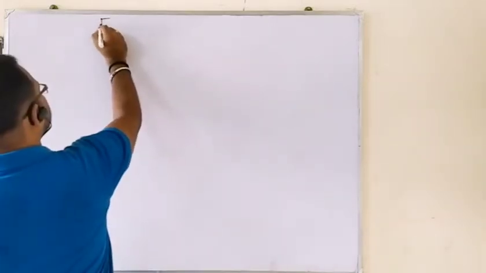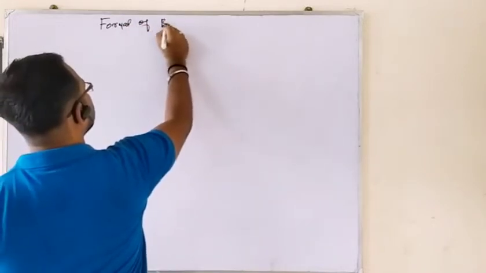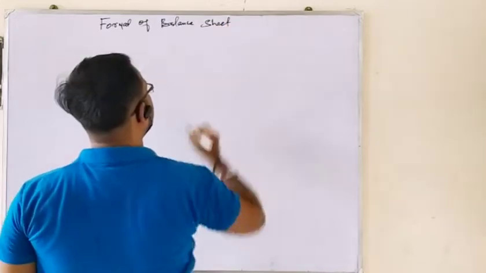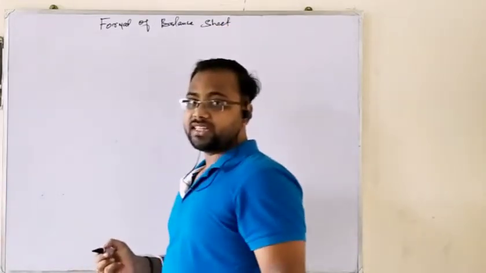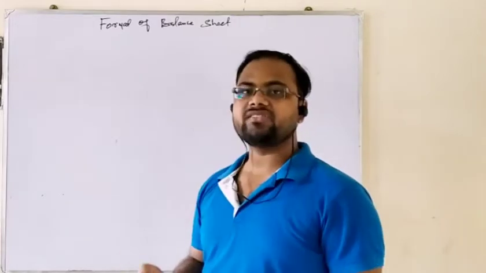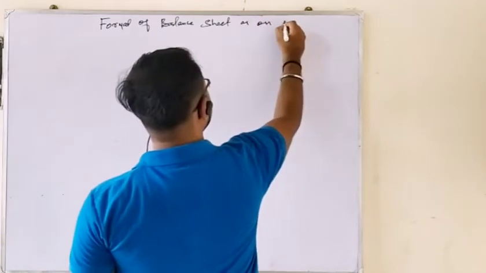Format of balance sheet. Just as you write trading and profit and loss account for the year ended a particular date, that is 31st March 2020 if we take, the balance sheet is written as balance sheet as on 31st March 2020.